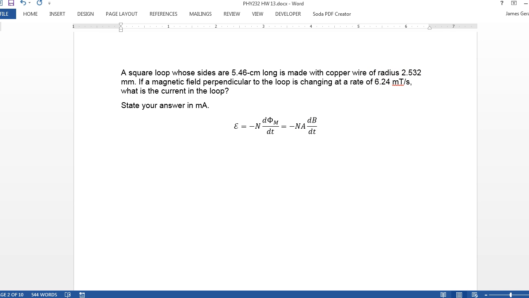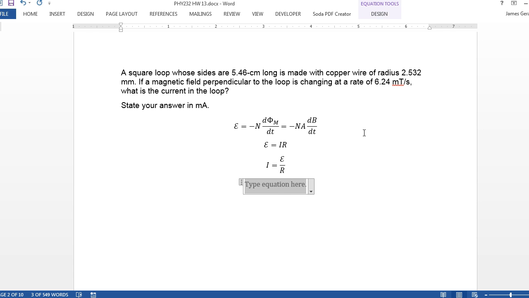Well, if you want to figure out the current this induces, you've got to use Ohm's law, right? The EMF, script E, is IR, and you're after I, right? You're after I. And so you've got to calculate a couple of things. We've got the EMF. That's not a problem. What we don't have is the resistance.